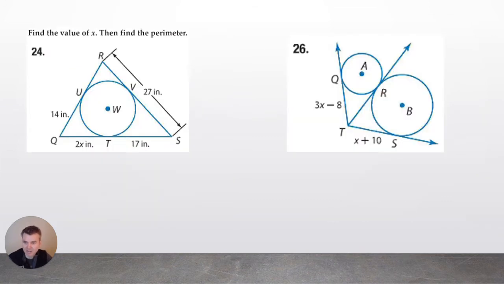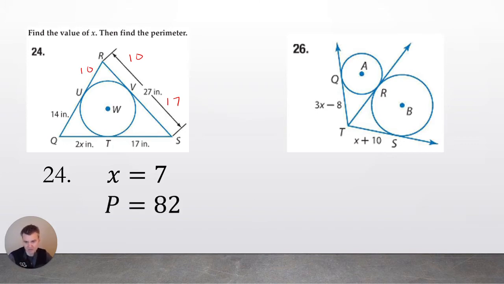We had to find the value of x. Again, we know that 2x must equal 14. So we should know that x equals 7. And then if x equals 7, well, let's see. That means this is 17, which means this is 17. If VS is 17, that means RV is 10. If RV is 10, that means RU is 10. 10 plus 14 is 24. 24 plus 14 is 38. 38 plus 17 is 55. 55 plus 27 should get you a distance of 82 inches.